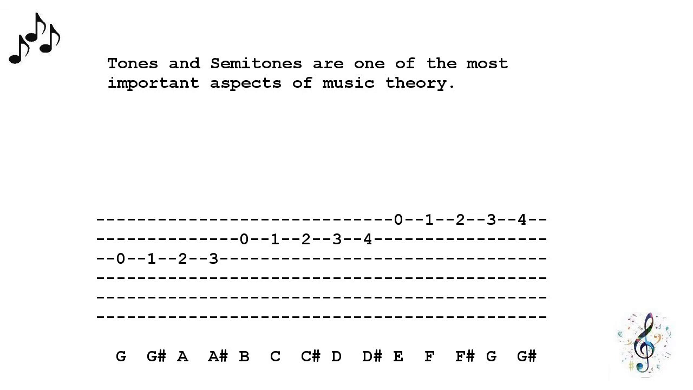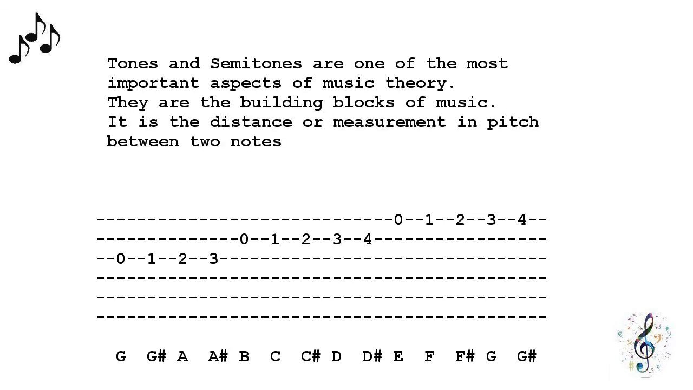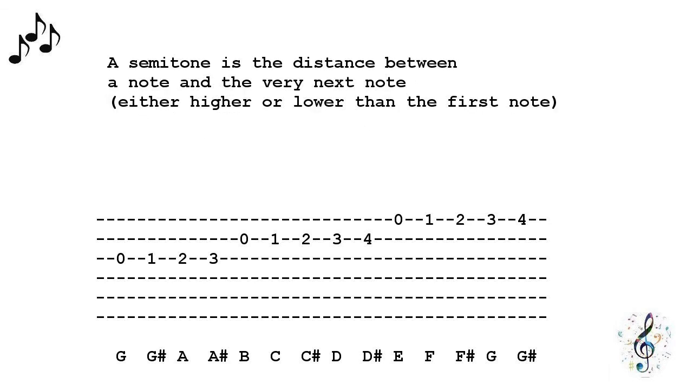Tones and semitones are one of the most important aspects of music theory. They are the building blocks of music. It is the distance or measurement in pitch between 2 notes. A semitone is the distance between a note and the very next note. It'll either be higher or lower than the first note.